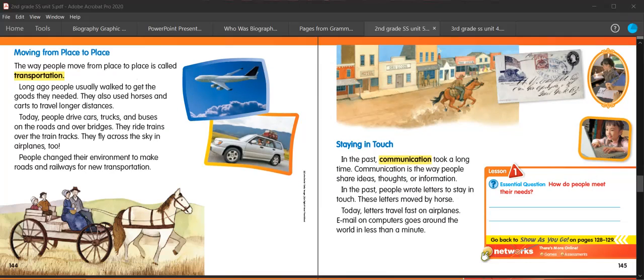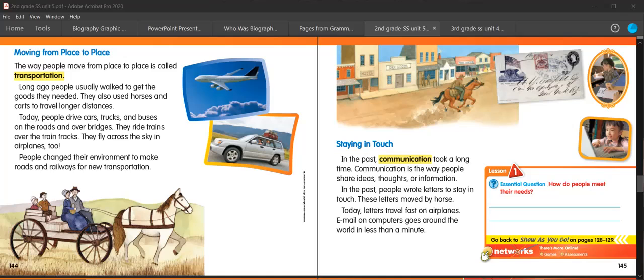Next, we're going to talk about moving from place to place. So the way people move from place to place is called transportation. Long ago, people usually walked to get goods that they needed. They also used horses and carts to travel longer distances. Today, people drive cars, trucks, and buses on the roads and over bridges. They ride trains over the train tracks. They fly across the sky in airplanes too. People changed their environment to make roads and railways for new transportation.